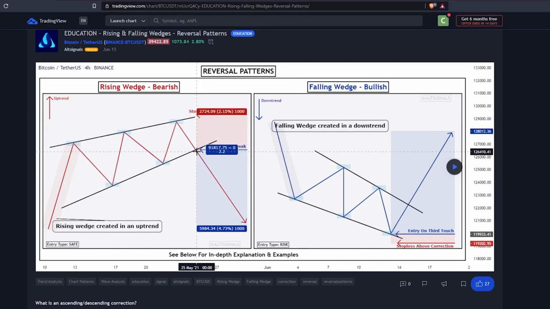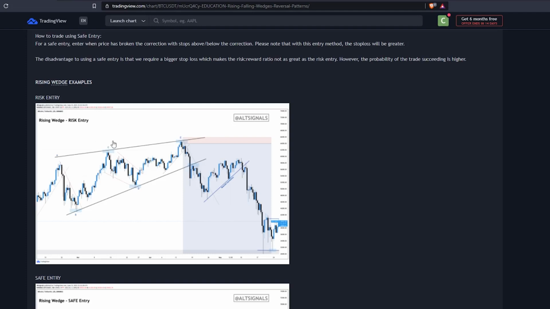With a risky or risk entry, again, there's less confirmation, so we see it hit here. There's no guarantee that it is going to go down, so there's a likelihood that it still may go up a bit further before we see it break, or the pattern is just not there and there is no reversal and it continues to go up and it'll hit your stop loss. Okay, so here is a risk entry for a rising wedge entry.